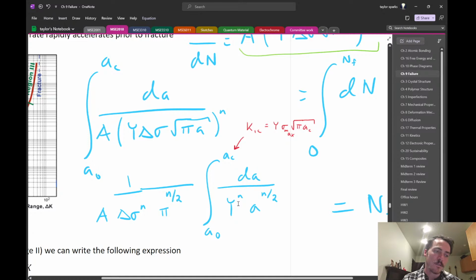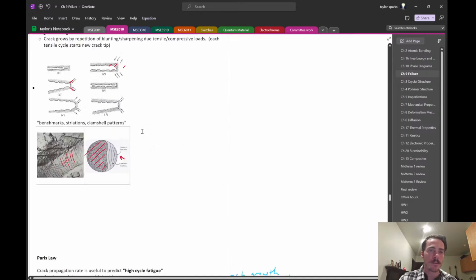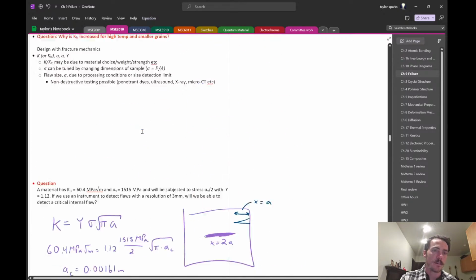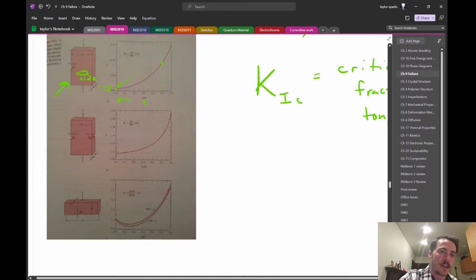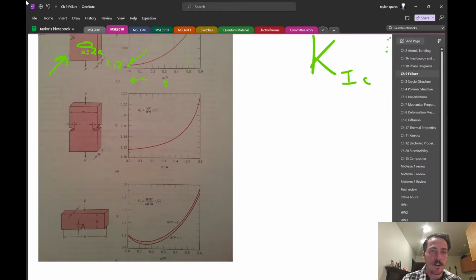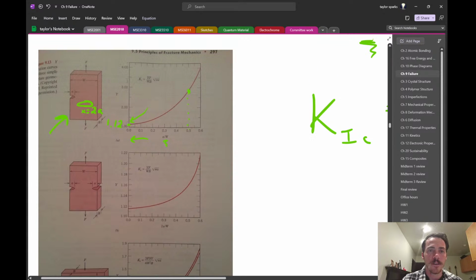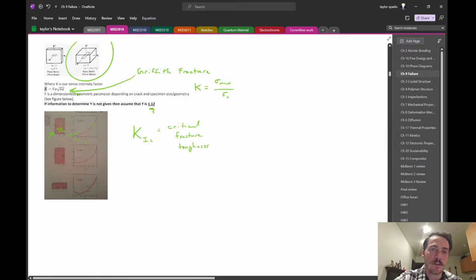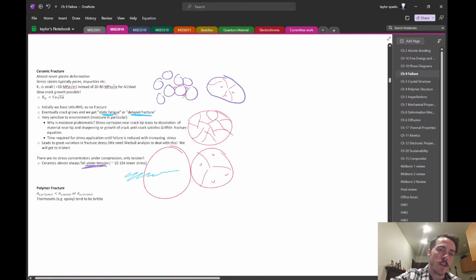If your crack is never going to grow way big relative to the component, then y to the n can also come out of the integral. But technically, y does depend on a. We learned about that previously, right? Up here, we learned that right here. Technically, y is a function of a. It has this sort of dependence. But if your crack never grows very big, then you can just take it out of the integral. So we learned how to use that equation.